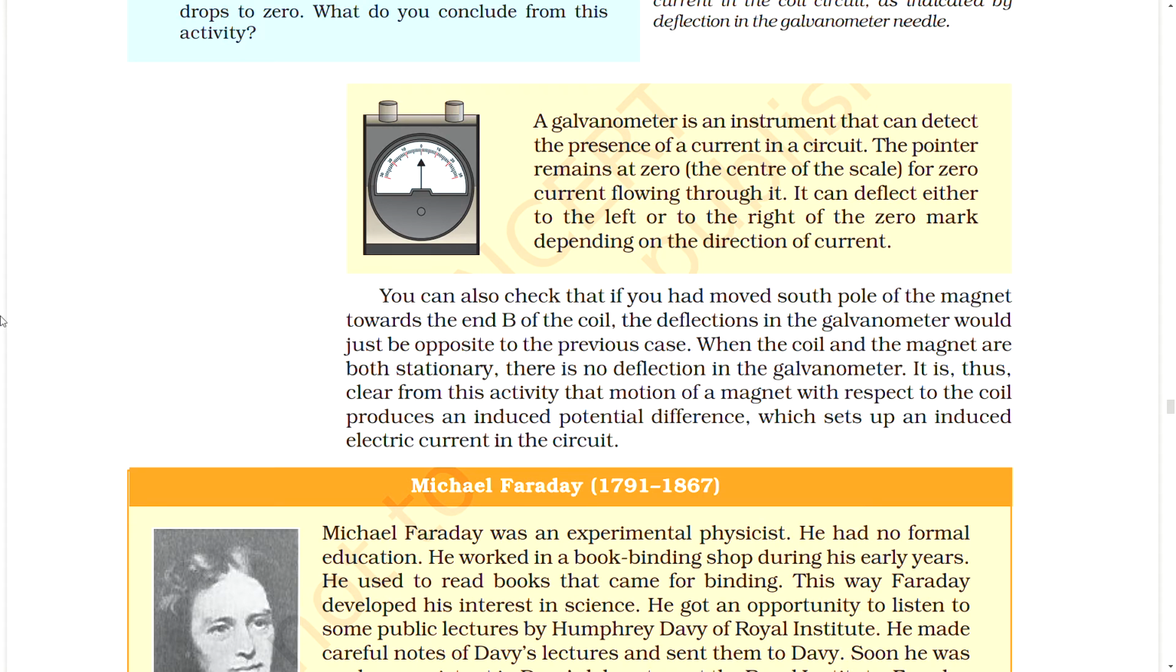A galvanometer is an instrument that can detect the presence of a current in a circuit. The pointer remains at zero, the center of the scale, for zero current flowing through it. It can deflect either to the left or to the right of the zero mark depending on the direction of current.